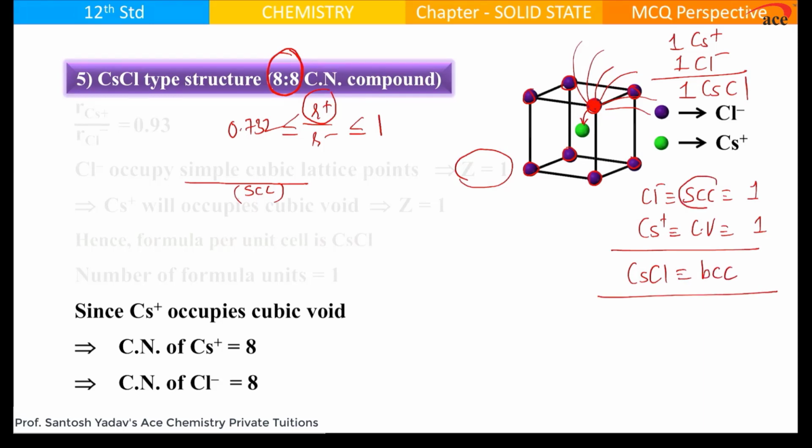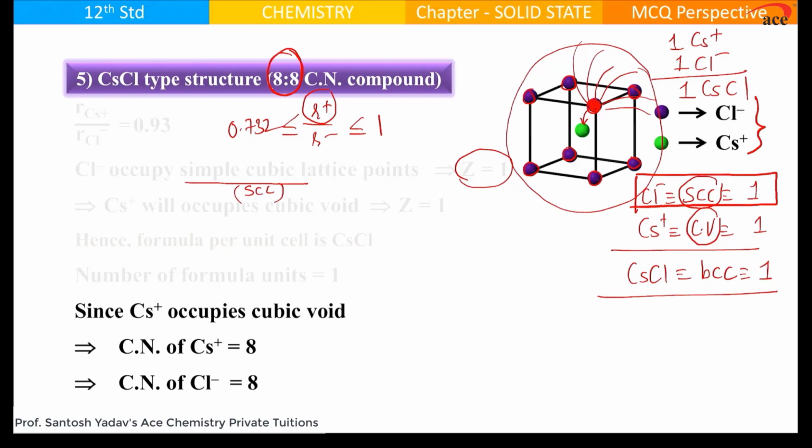You are considering a simple cubic crystal with the cubic void occupied. If you see the entire structure, if you include cesium chloride, it is BCC. But if you say only chloride, it is SCC, and the rank is 1. So cesium chloride rank is 1.